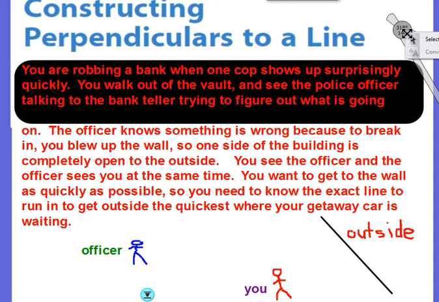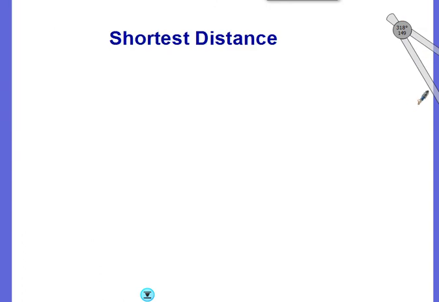So you want to get to that wall as quickly as possible, and the way to do that is to know the exact line to run in to get outside in the shortest distance, because that's where your getaway car is driving. And most likely it's Cameron driving the getaway car, because she's kind of a suspicious character anyway. So to do that, we're going to switch the side to find the shortest distance, not the slowest. You do not want to be slow in this case. You want the shortest distance.